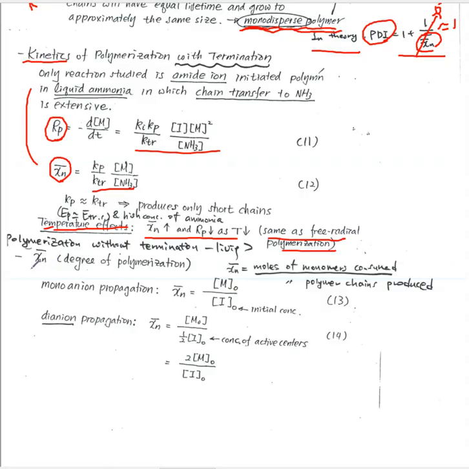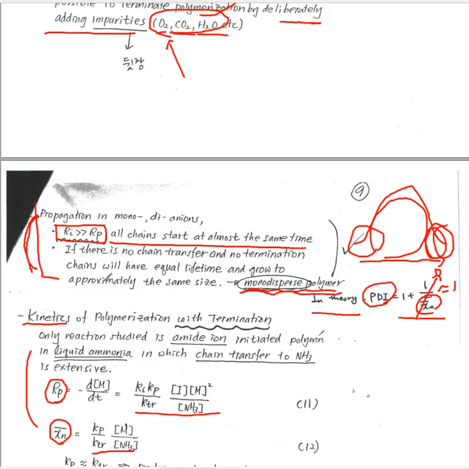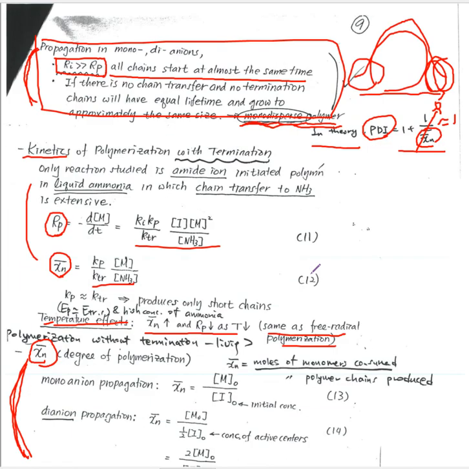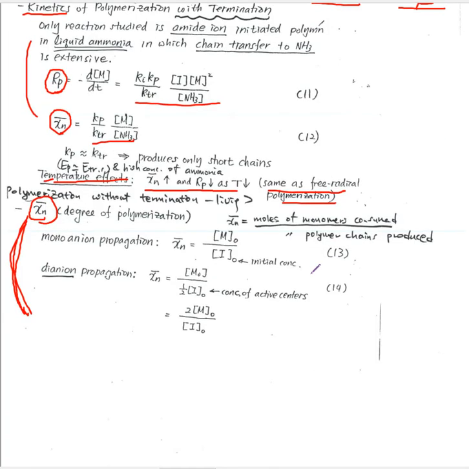Another feature is actually much more important than this part: the number average degree of polymerization, basically the average chain length that you can obtain using anionic polymerization. The calculation is very simple. To calculate this, we can use this information, right? All chains start at almost the same time, basically forming almost monodisperse polymers.